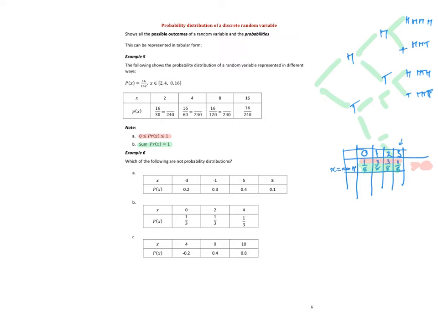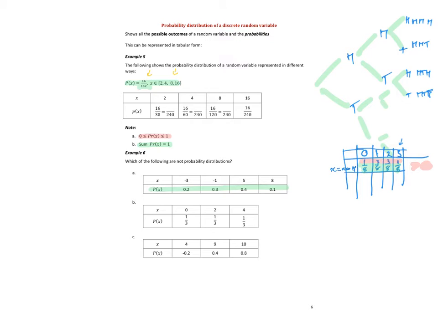So we can represent our distribution in a couple of ways. We could have a graph, which I haven't got an example of. We could have a rule, like this one here, or we could just have a table. Invariably it's a table that we tend to come up with. So if we have a look at the rule first, we're saying the rule for the probability of x is given by x over 15, and x can be 2, 4, 8, or 16.